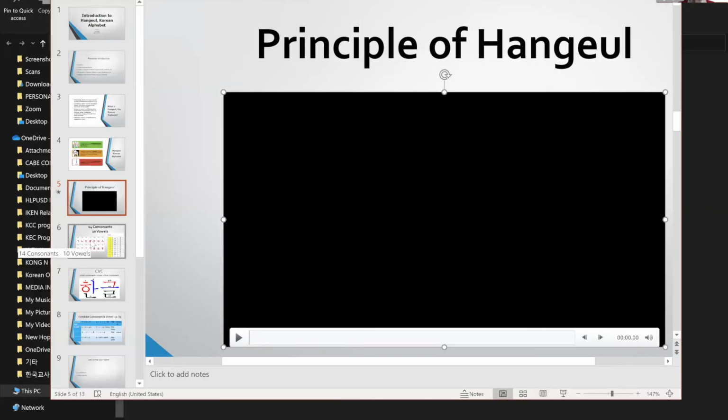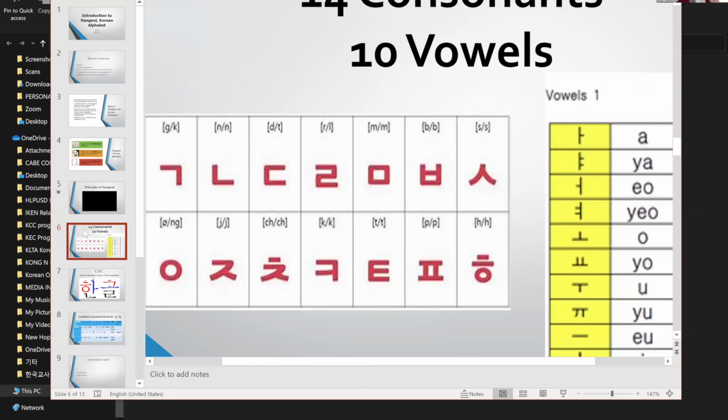Okay, so can you see the screen? Yes. Okay.